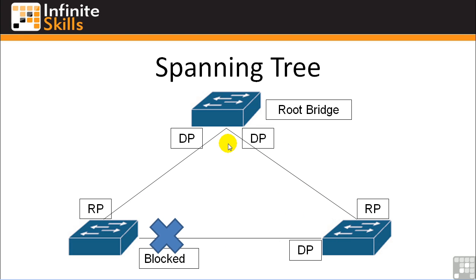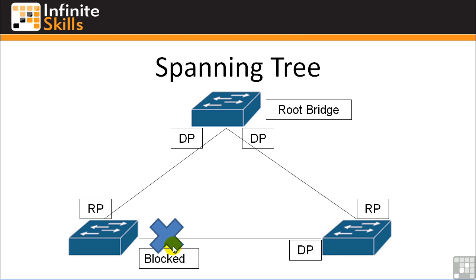However, going back to our rules of the port types, these ports here will always be the root ports on these two switches because they are closest to the root. Obviously, they're directly connected, so the port cost for those root ports will be lower than this designated port going through the other switch. So that only leaves this segment down here.